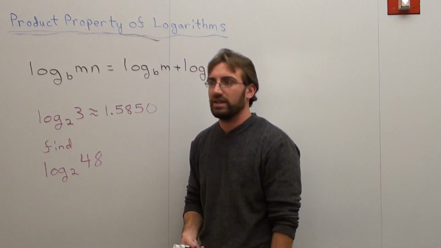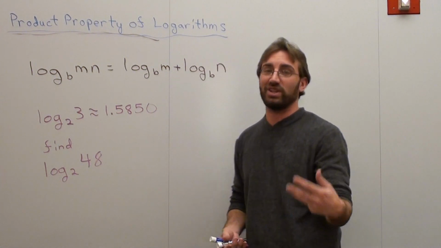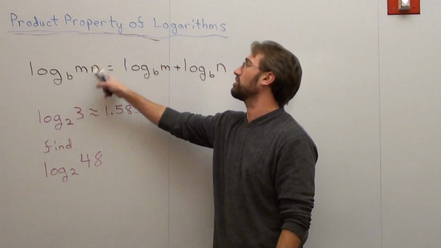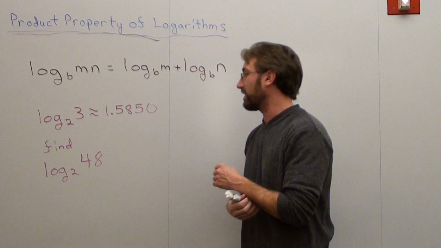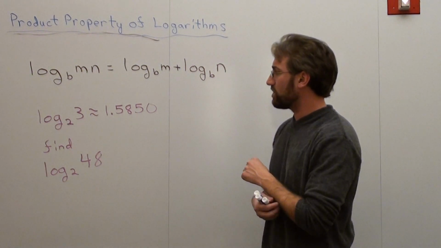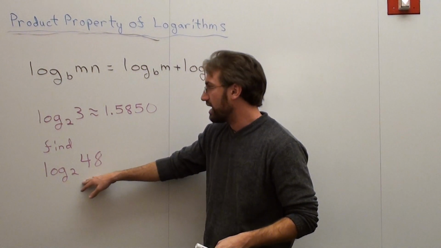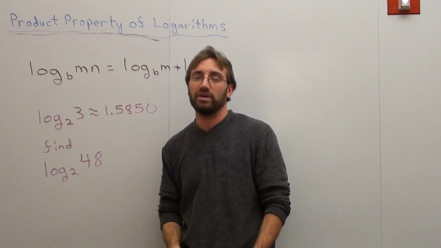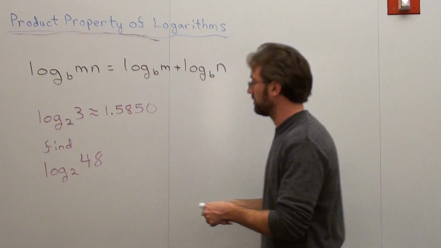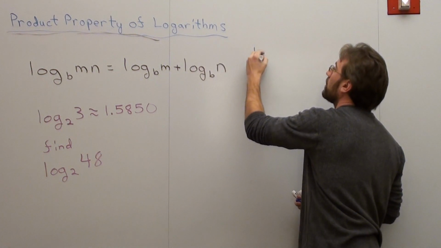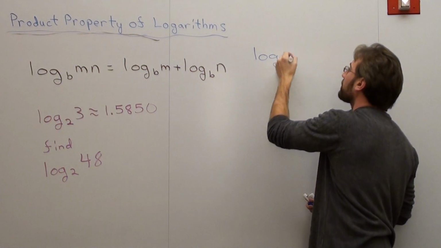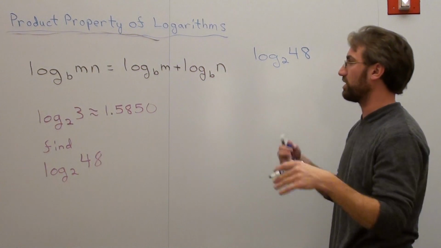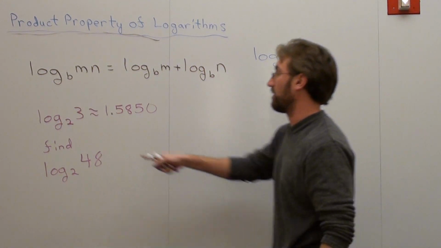I don't know what that is, and you don't have the tools yet to do that in your calculator because I didn't show a change of base yet. So what I want you to use is the product property of logarithms to figure it out. And it's pretty cool. Basically what you have to do is transfer this to something that you know. And what you do know is the log base 2 of 3. So log base 2 of 48 is the same thing as, well, we want to split our 48 into something that we can use. And we can definitely use 3.